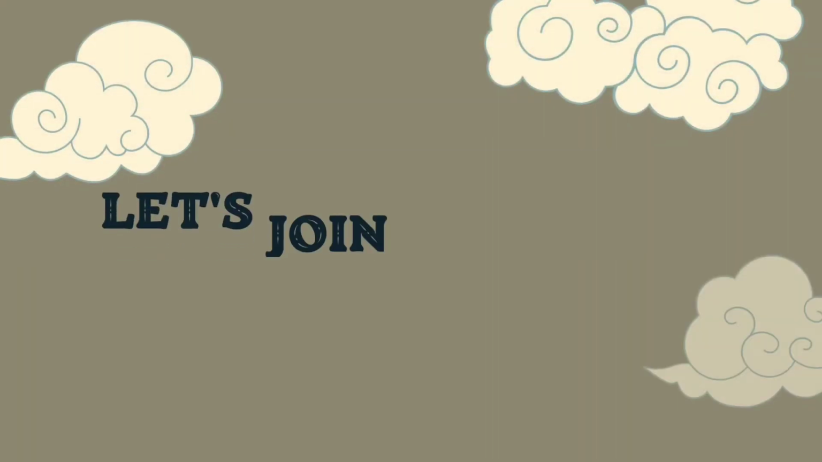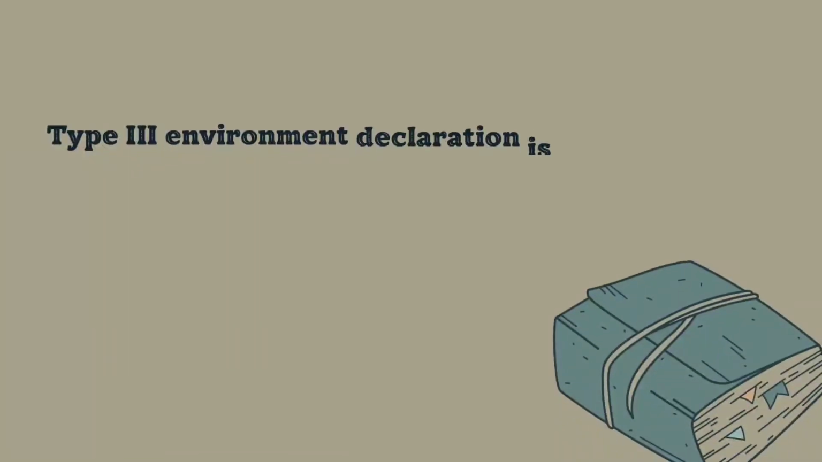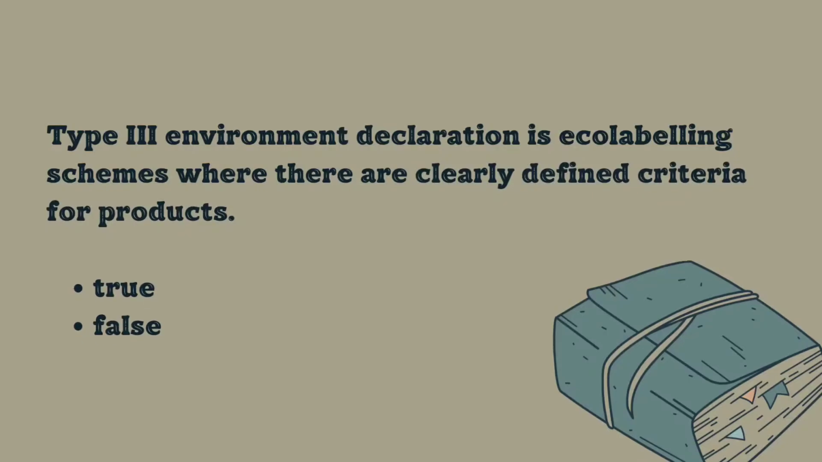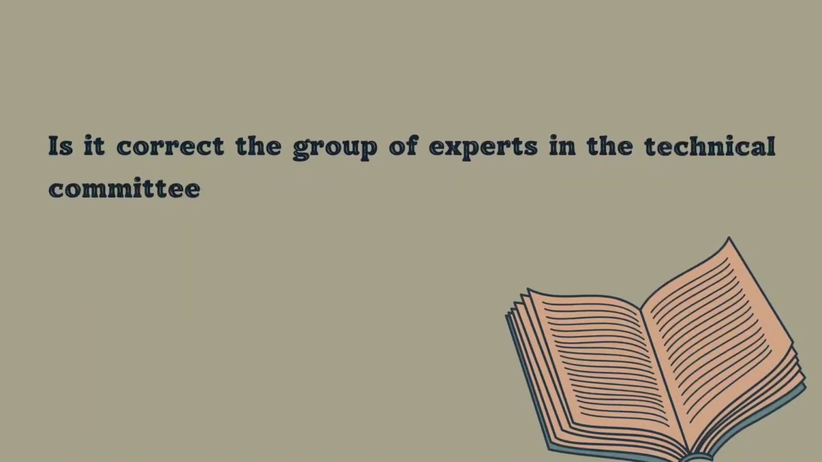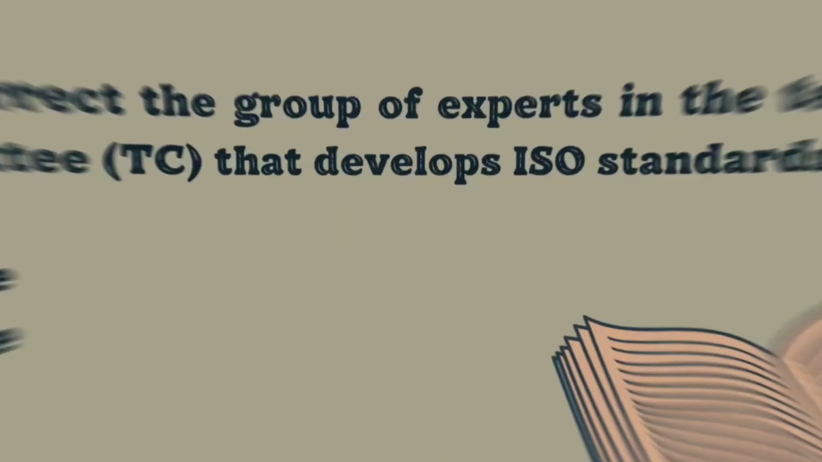Before we move to next video, let's join the simple quiz together. We have 2 true and false questions. First question. Type 3 environmental declaration is eco-labeling schemes where there are clearly defined criteria for products. True or false? The answer is false. Second question. Is it correct that the group of experts in the Technical Committee, TC, develops ISO standards? True or false? The answer is true.